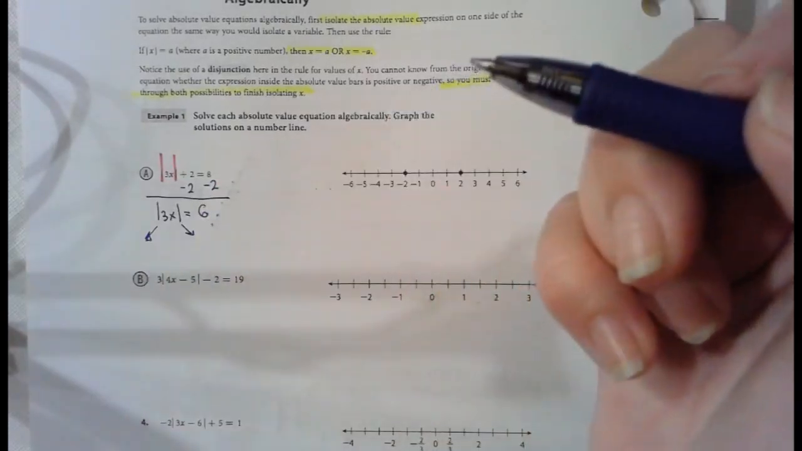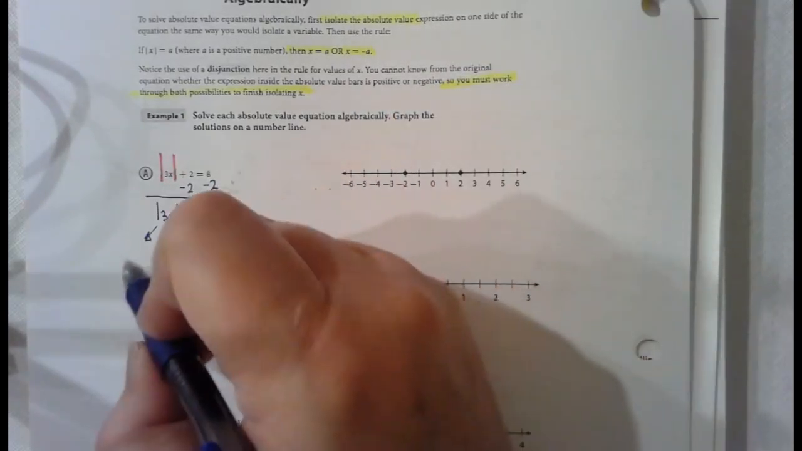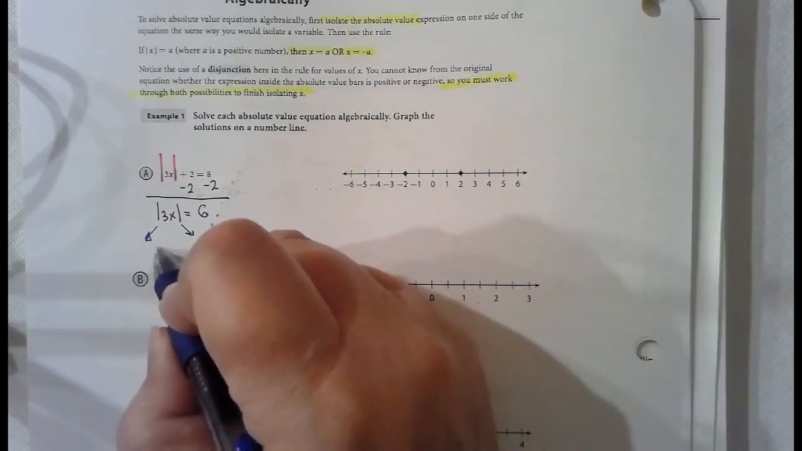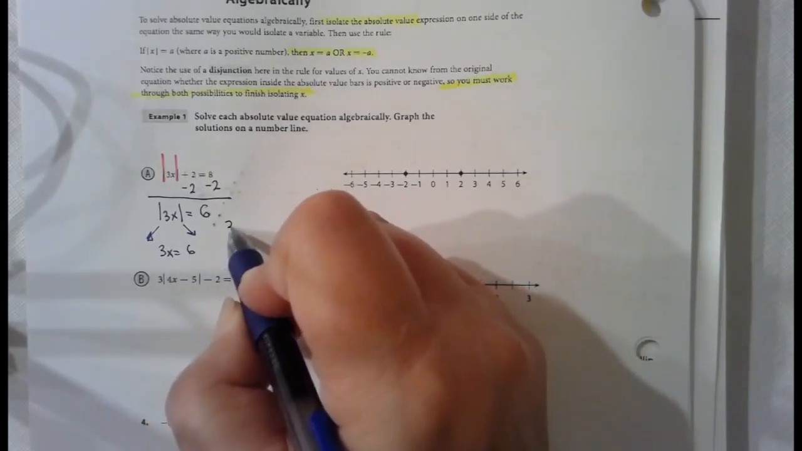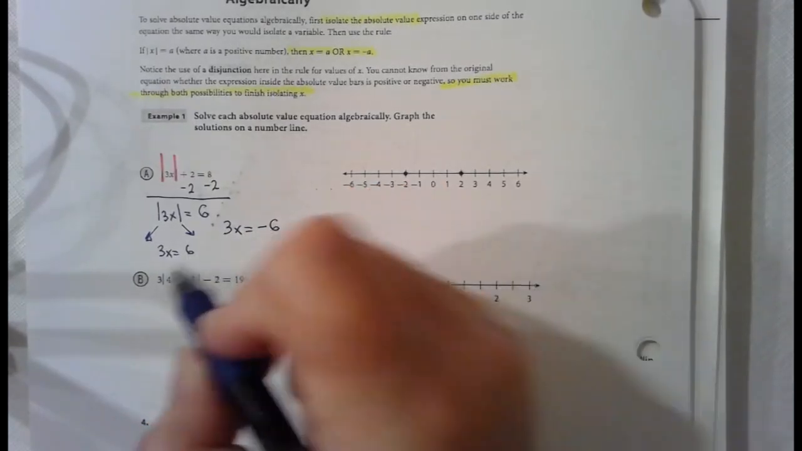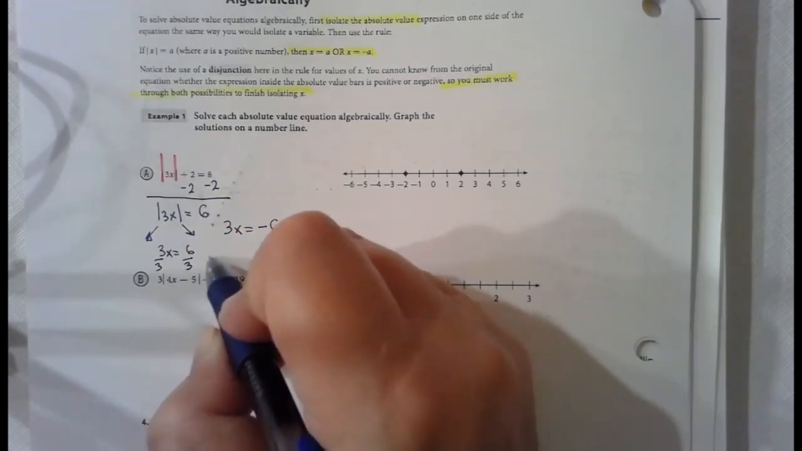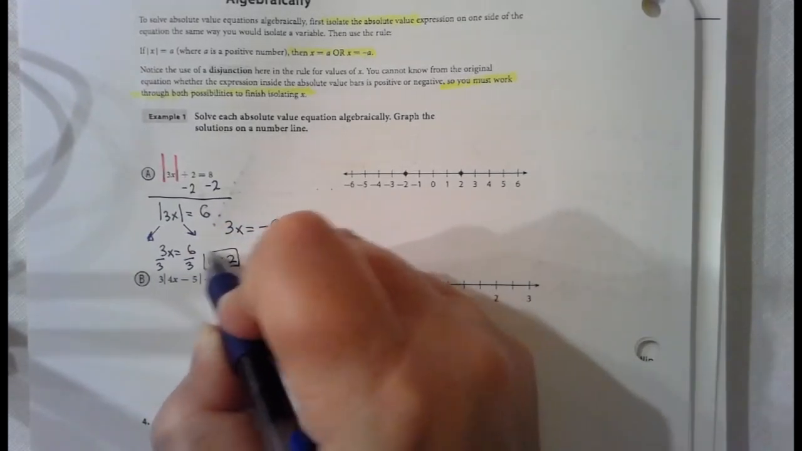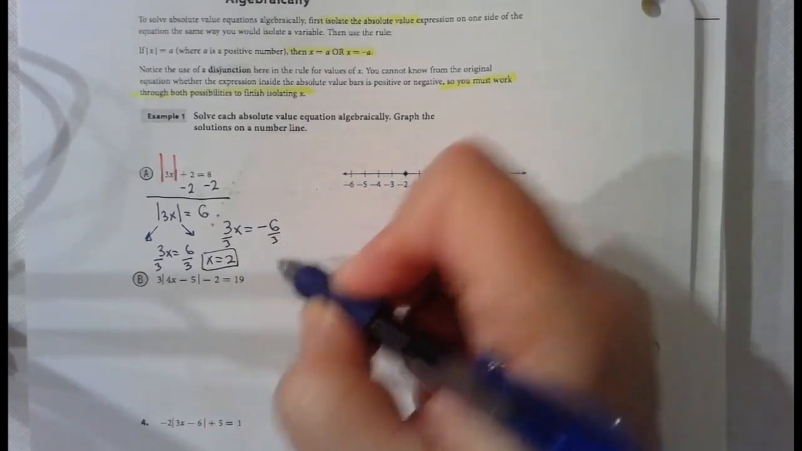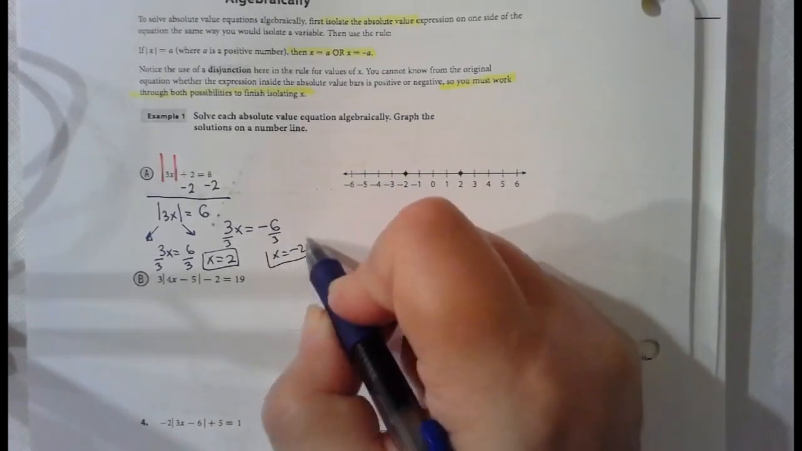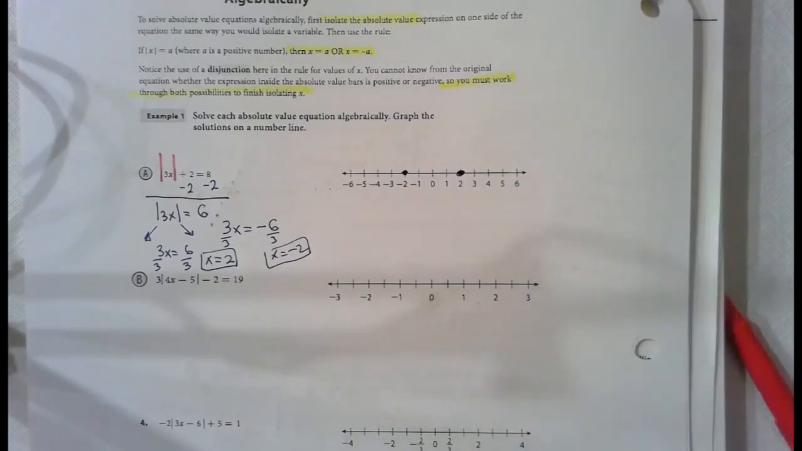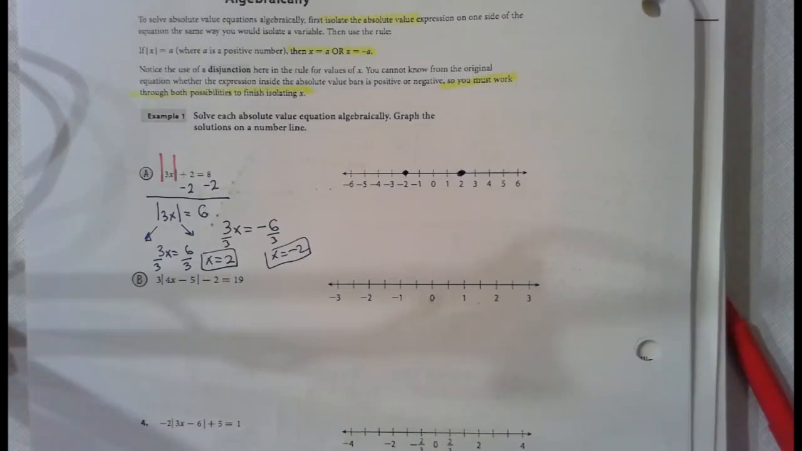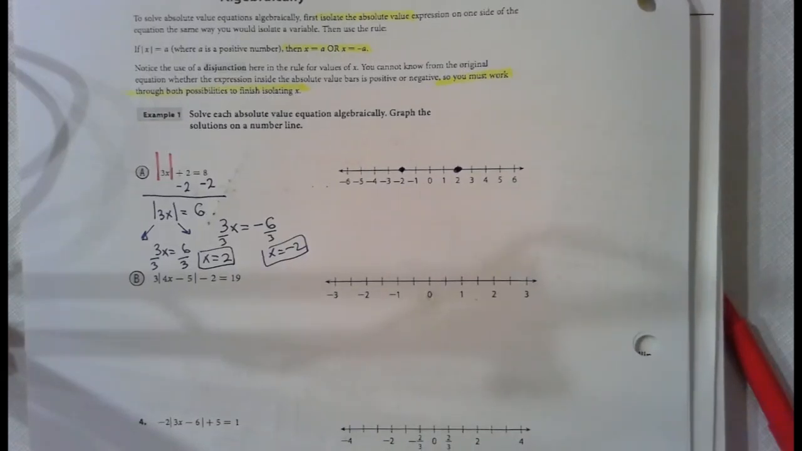because my castle is now by itself, and I'm going to have two equations. First equation is going to be 3x equals positive 6, and the second equation is going to be 3x equals negative 6. So solve for x, so x is positive 2, and x is negative 2. So my two solutions are positive and negative 2, and you just put the dots on the number line. Let's look at the next example.